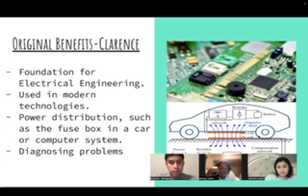Original benefits: functions for electrical engineering used in modern technology.